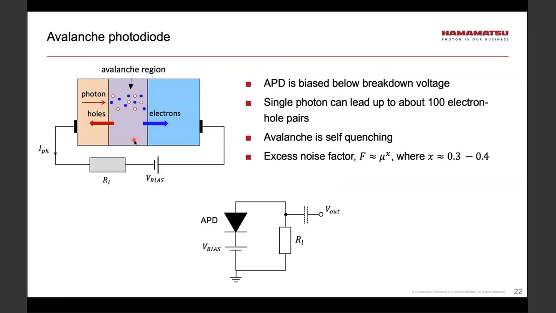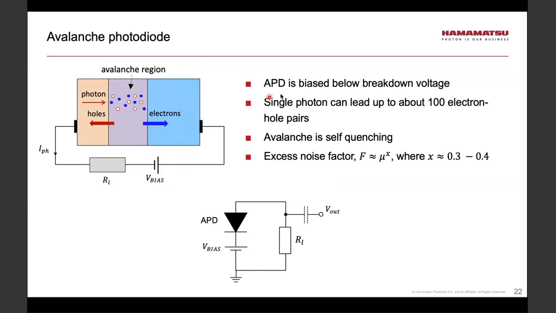Here you see a basic circuit. By the way, the circuits that we discussed for photodiodes can also be used for avalanche photodiodes. In fact, the equivalent electrical circuit is exactly the same, with only one difference: the current source has a gain component in it.